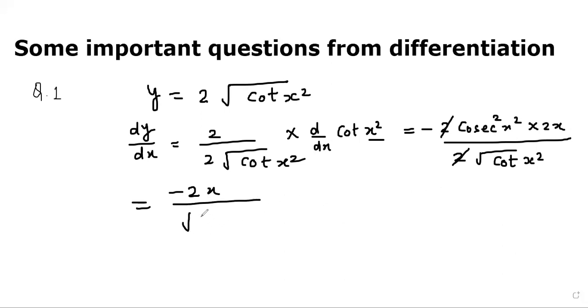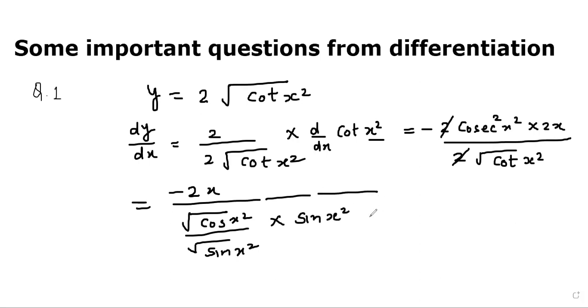This cot x square can be written as root cos x square divided by root sine x square. This will become 1 upon sine square x square. So we can write it as sine x square times root of sine x square times root of sine x square. So one sine x square will cancel out, and we can take sine x square cos x square inside the square root, and we can multiply by 2.